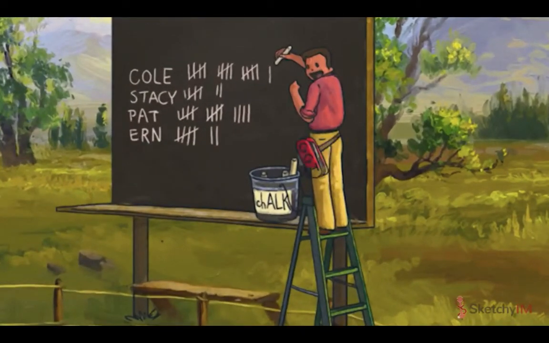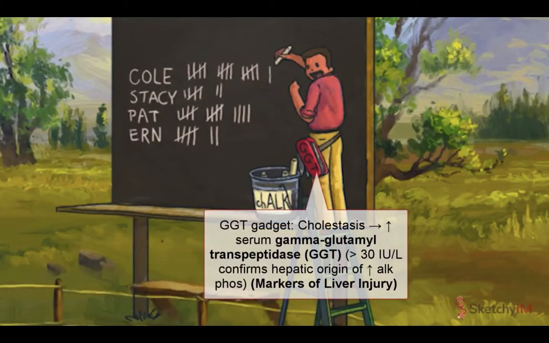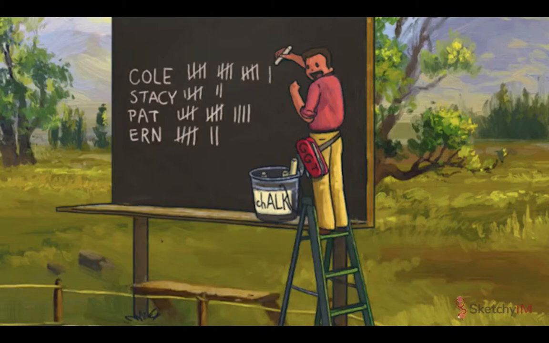The hepatic origin of alkaline phosphatase can be confirmed by measuring the serum level of a second enzyme, gamma glutamyl transpeptidase, or GGT, symbolized at Sketchy by a GGT gadget knife. GGT is also elevated by cholestasis, and levels usually correlate with those of hepatic alkaline phosphatase. GGT is not elevated in bone disease. That covers the major markers of liver injury and cholestasis.